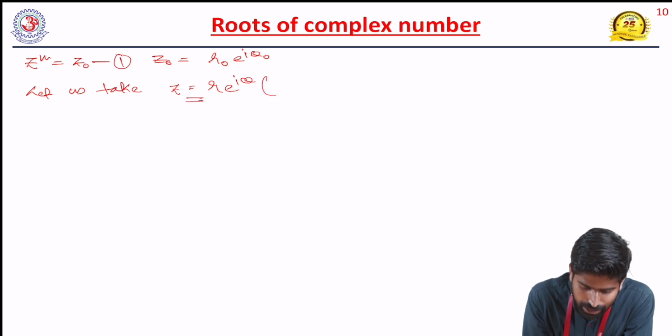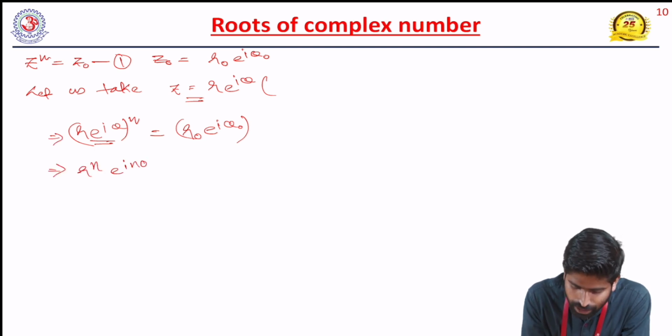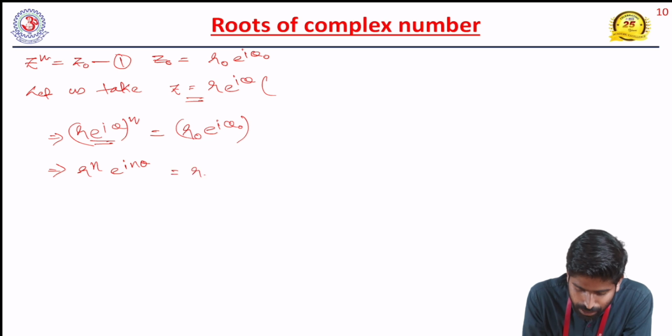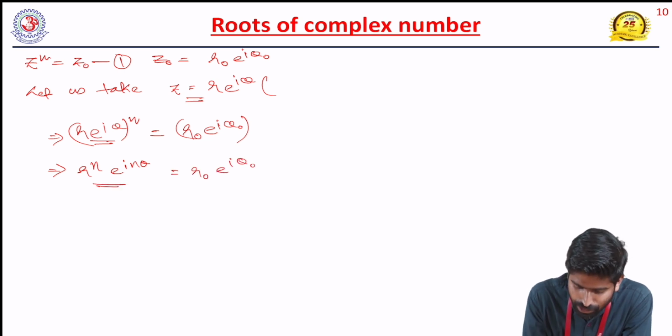So by simple calculation, (r e^{iθ})^n should be equal to r₀ e^{iθ₀}. If you solve this calculation the way we have solved earlier, this will be nothing but r^n e^{inθ}, and this is equal to r₀ e^{iθ₀}. Now this is one complex number, and this is one complex number, and we have already seen that the statement is these two complex numbers are equal.